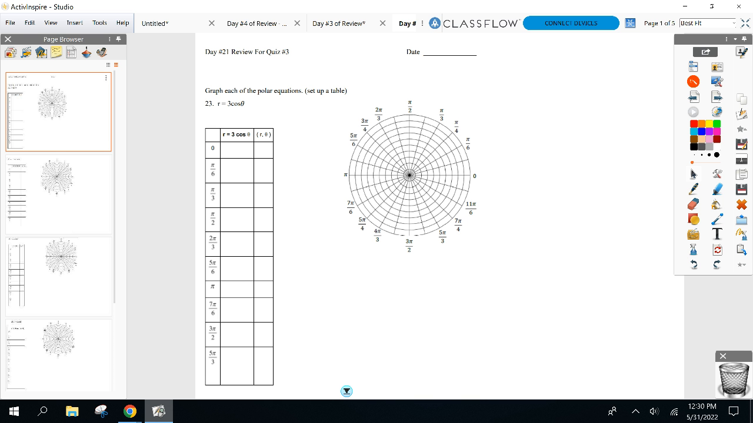So let's go through all this here. And there's not even time to start a new unit with all the skip days that are planned. So here we go. 23. Before I get to 23, I didn't put this on here because it's a little too basic, but you may see it tomorrow. If I ask you to graph r equals 2 on a polar grid, just a circle going around 2. That's all I need to see. No table, no nothing needed.